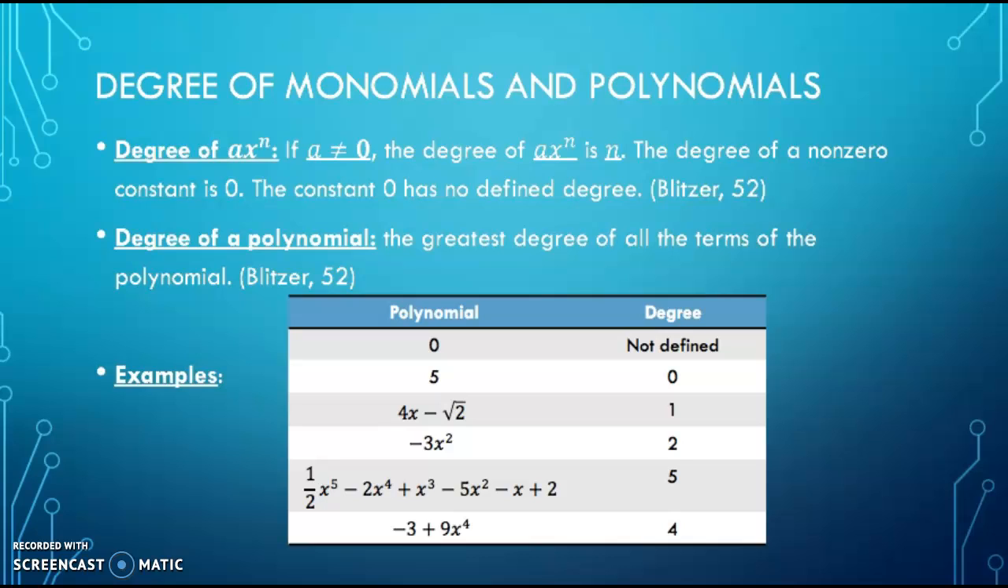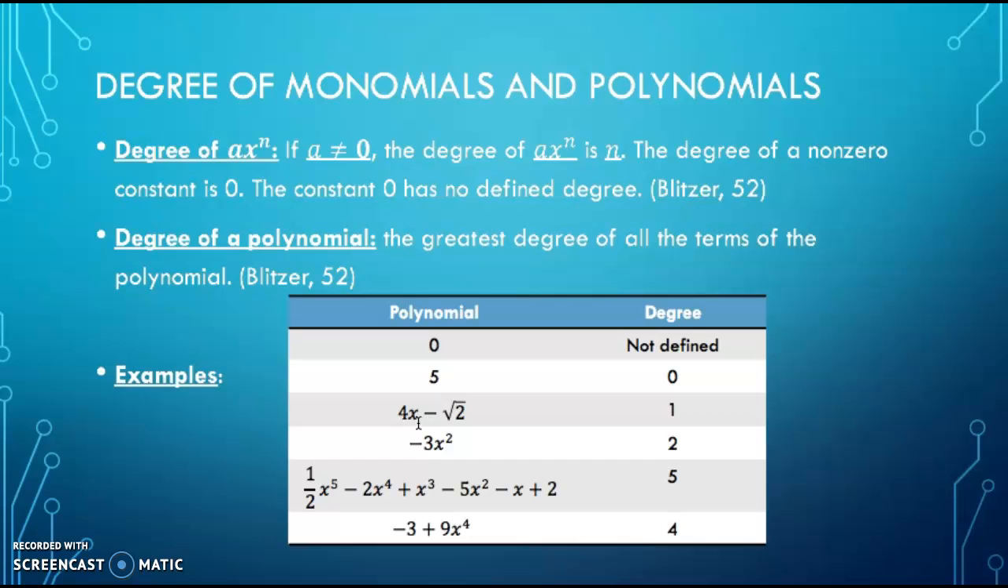Now, when we talk about the degree of a monomial and or a polynomial, we are looking at the leading term and the exponent on that leading term. So we're looking at the one term with the largest exponent. And we're going to be talking about the degree, so the exponent. So I've given some examples here. When we talk about the degree of 0, the degree is not defined, first of all. For any constant, the degree is 0 because there is an x to the 0 here. You can think about it that way.